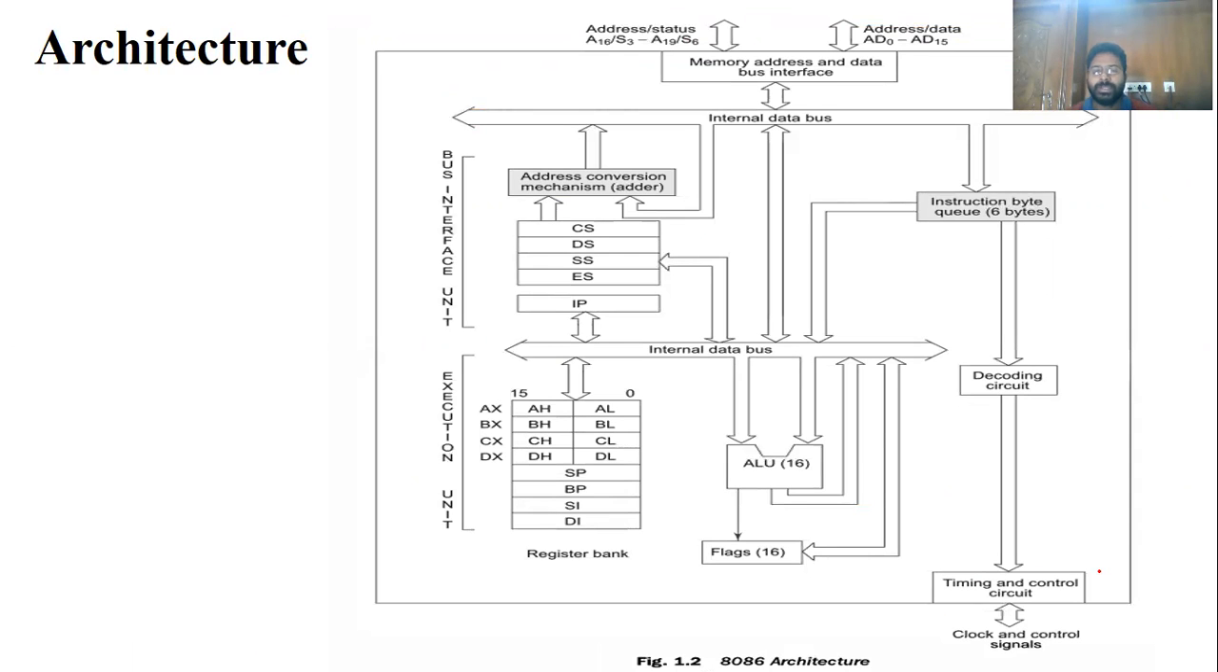In the next class we are going to discuss the architecture of the microprocessor: the 6-byte instruction queue, how the microprocessor gathers the codes, and how it executes the instructions. We are going to see that in the next class. Okay.